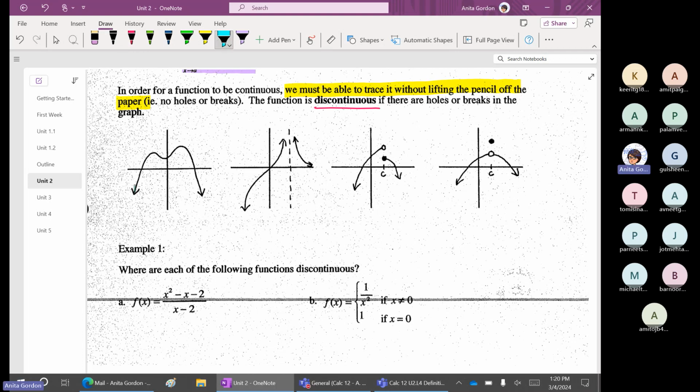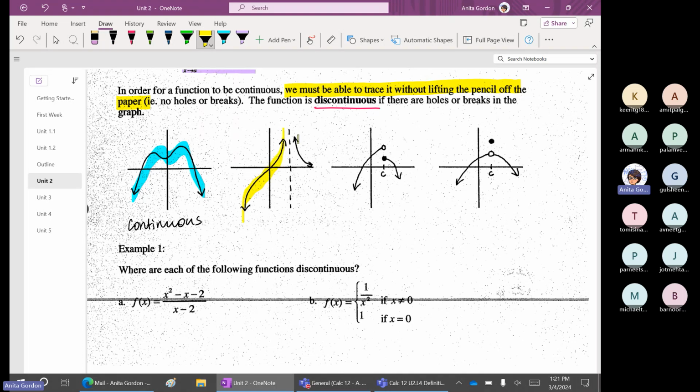So in our first picture, I can draw and trace the whole thing. On the second picture, I can draw the left side and I can draw the right side, so I need to pick up my pencil when I hit the vertical asymptote. Because we have an infinity here, this is discontinuous.